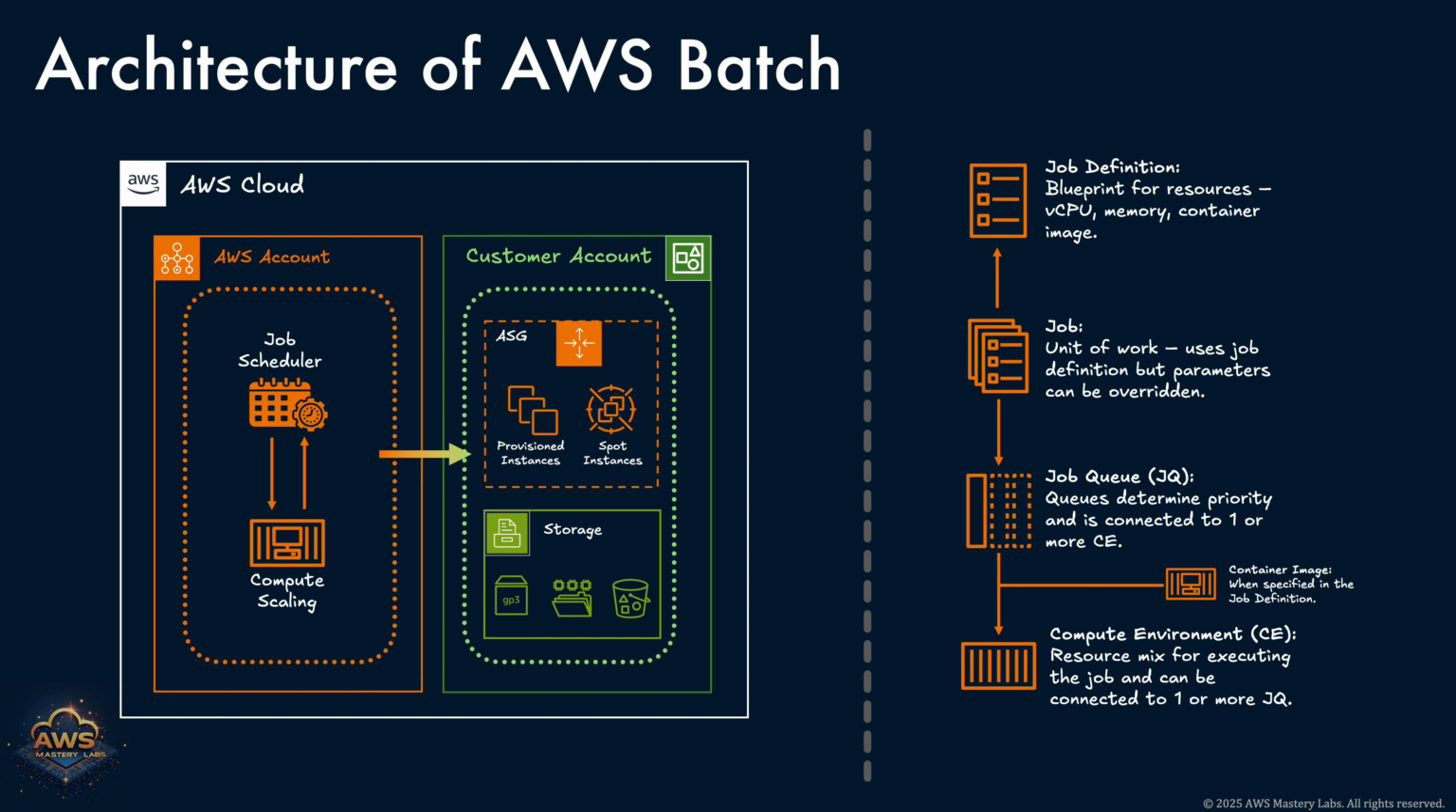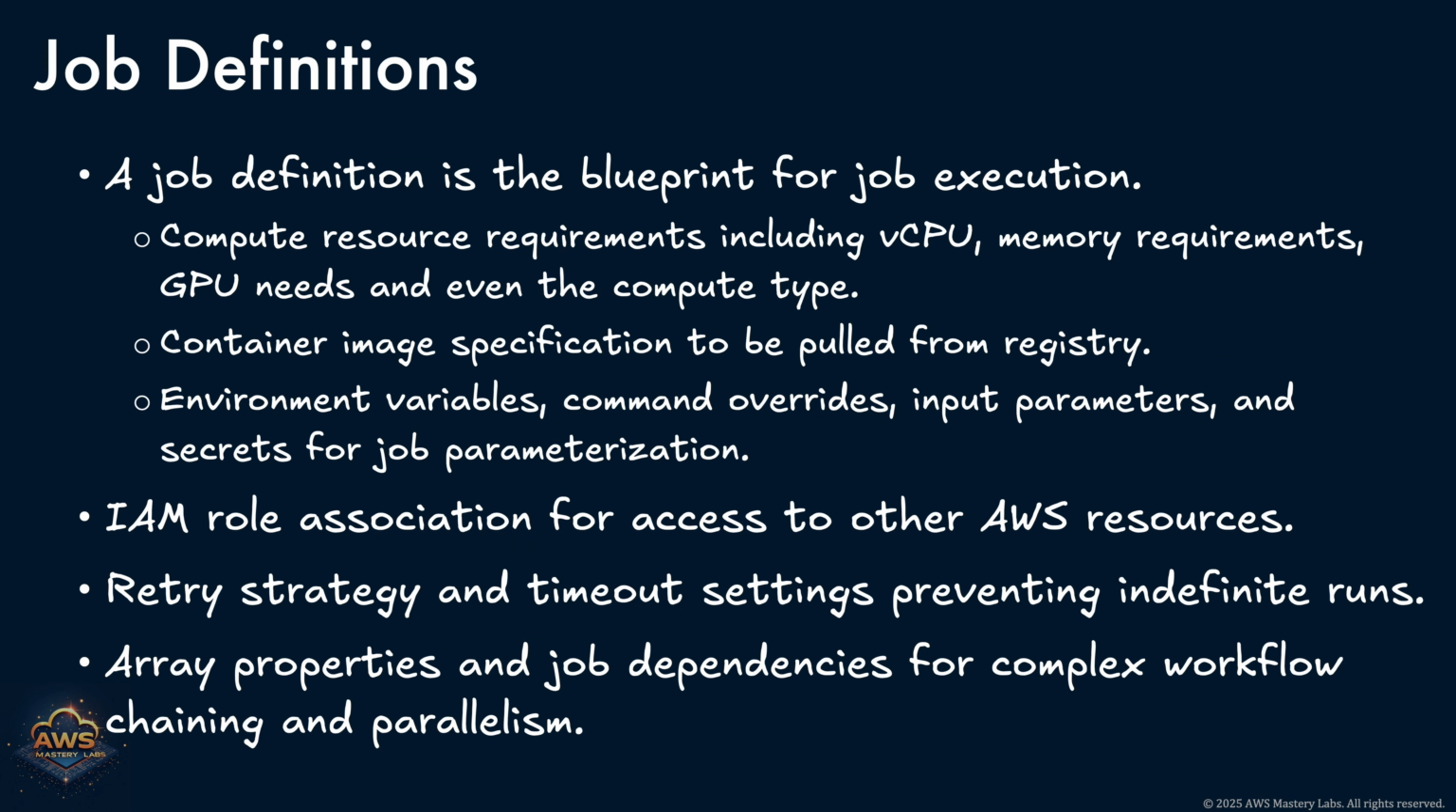This dual-layer model, separating orchestration from execution, enables AWS Batch to scale batch workloads seamlessly, automate resource provisioning, and reduce operational overhead, making it a powerful tool for running compute-heavy workloads in the cloud. In AWS Batch, the job definition is the blueprint that tells AWS how to run a job. It's one of the most critical components because it encapsulates everything the service needs to know about your workload.